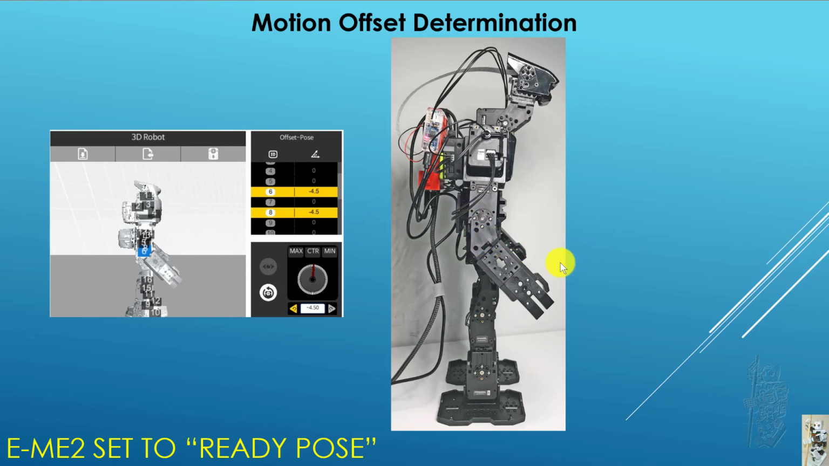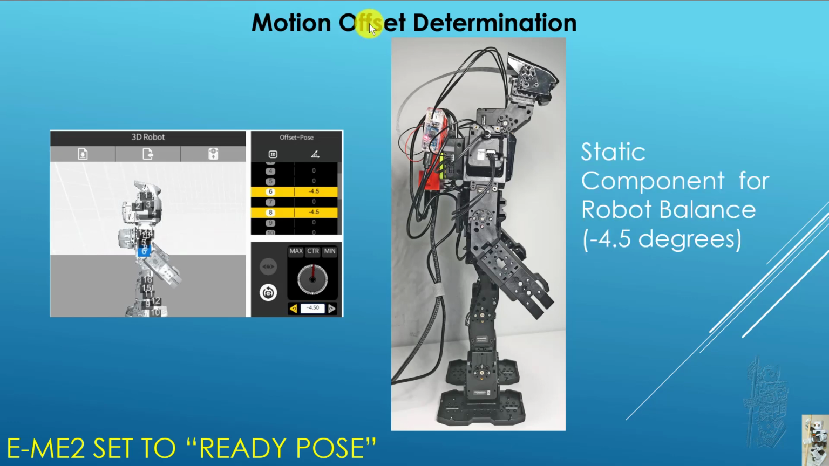So I say, well, it looks like I may have to think concept-wise, and I'm not sure this is correct or not. Some roboticists out there are probably going to correct me. But I consider the motion offset setting here, or at least I think of it, as a static component of robot balance.